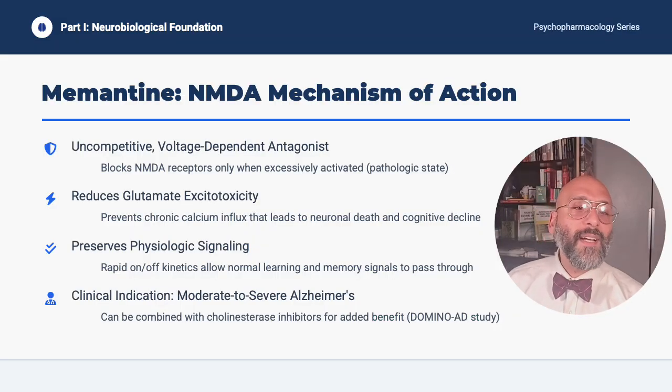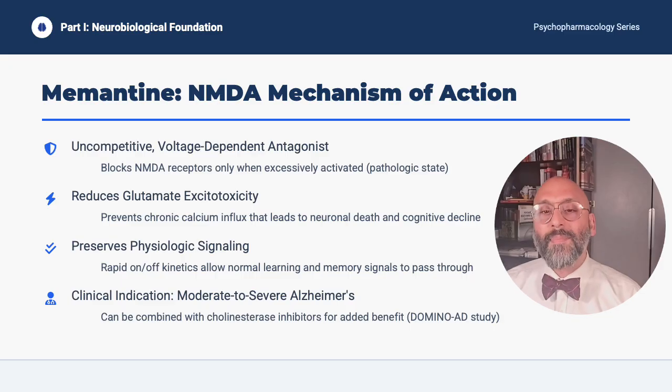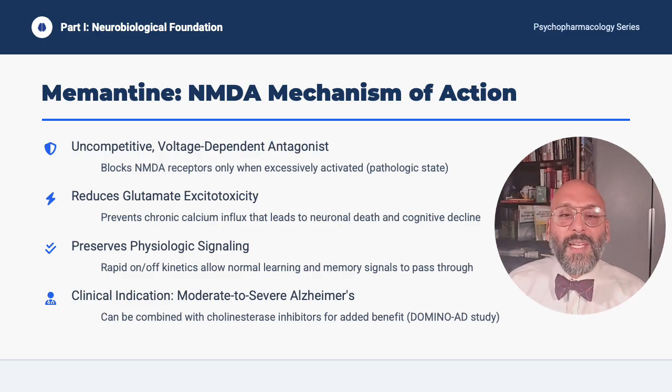So we've established that cognition depends on precisely regulated glutamatergic signaling. Now, NMDA receptors are essential for learning, but when they're tonically overactivated, they become neurotoxic, and this is the biological tension at the heart of neurodegeneration. So the pharmacologic question is not how do we boost cognition, it's how do we protect neurons without shutting learning down. That's where memantine comes in, right? So memantine is not a cognitive enhancer in the way that students will often imagine. It doesn't increase intelligence or memory or processing speed.